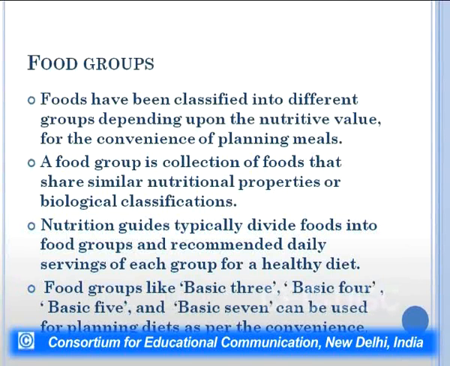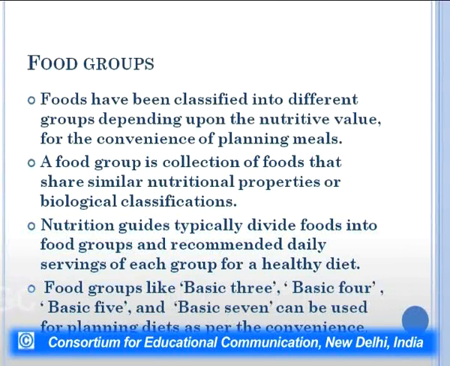A food group is a collection of foods that share similar nutritional properties or biological classifications. Nutrition guides typically divide food into food groups and recommend daily servings of each group for a healthy diet. Food groups like basic 3, basic 4, basic 5, basic 7 can be used for planning diets as per convenience. It is classified basically depending on the nutritive value, and it makes our planning easier when we select food from each group, because we know that while selecting food from each group, the meal will be automatically balanced, and it guides us to divide food according to our diet.